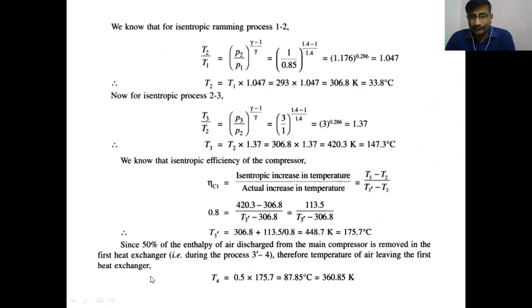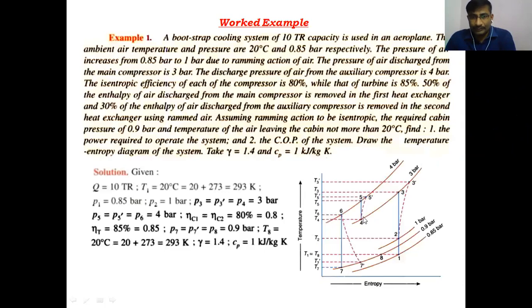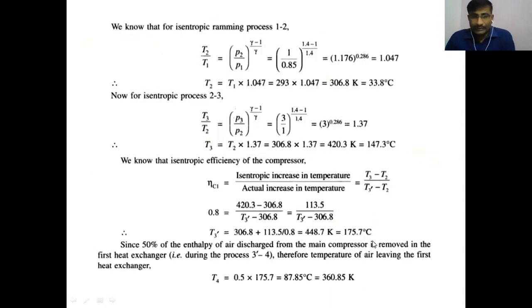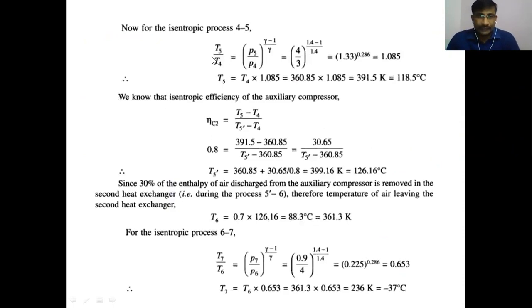After getting T4, the temperature at point 4, the air is compressed isentropically to point 5 in the auxiliary compressor. During this process, we again use the formula for an isentropic process: T5 by T4 equals (P5 by P4) whole power (gamma minus 1) by gamma. Here, P5 is 4 bar, the pressure after the auxiliary compressor, and before the auxiliary compressor the pressure is 3. So (4 by 3) whole power (1.4 minus 1) by 1.4. Upon calculation, we get 1.085 as the temperature ratio across the auxiliary compressor.